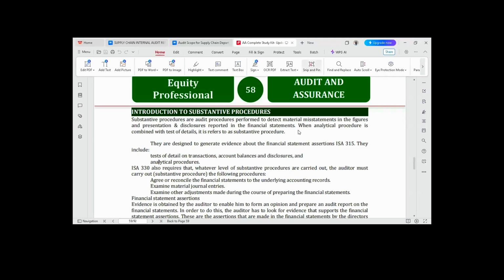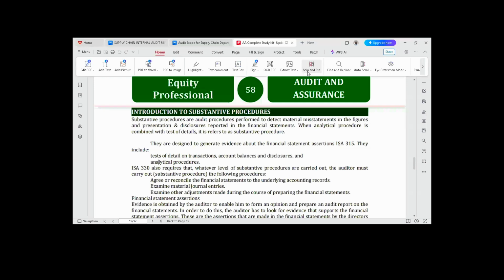so that is the brief explanation of test of control, test of detailed transaction, and substantive procedure. And remember, the purpose of this class today, we are looking at what? Substantive procedure. Okay?